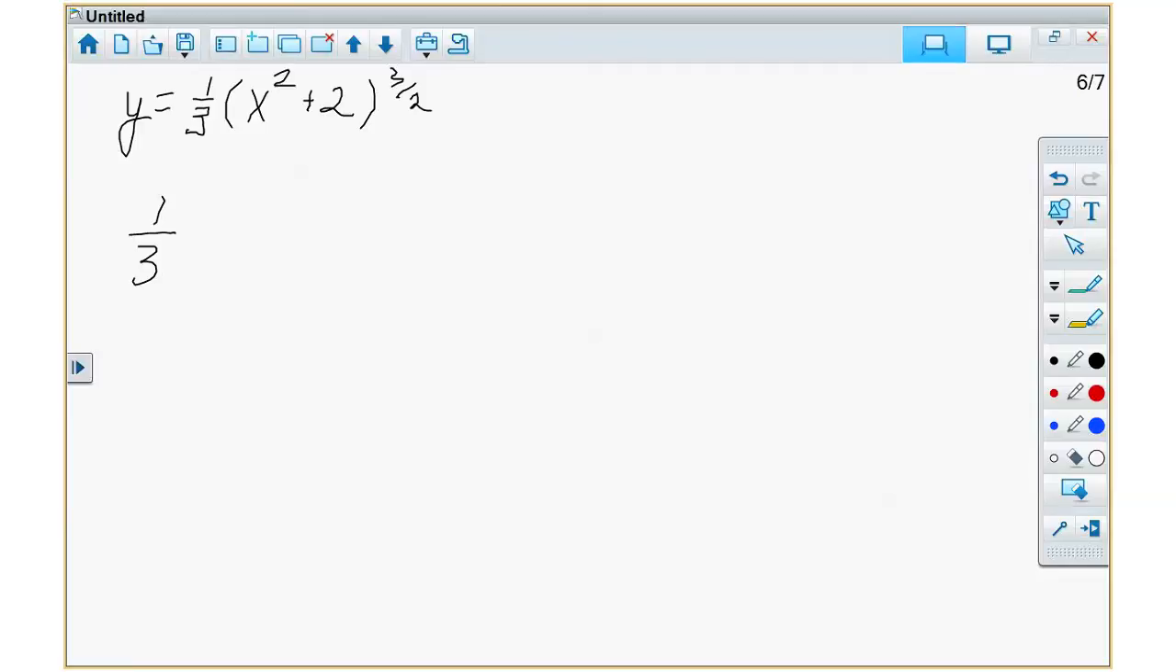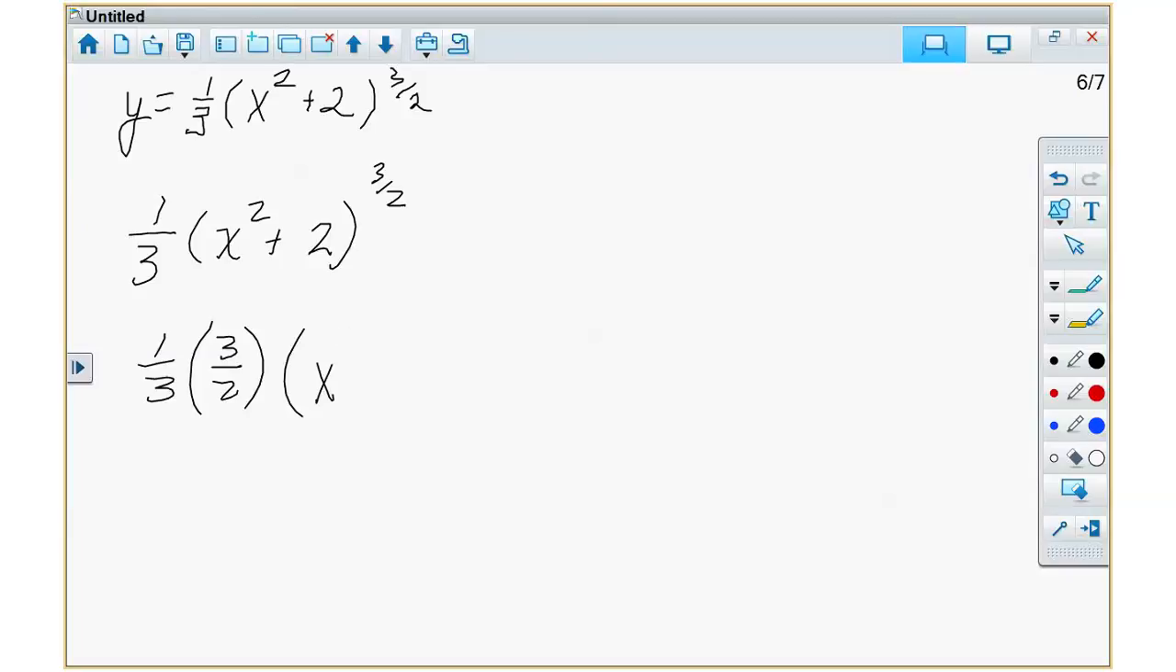1/3 x squared plus 2, 3/2 power. What can we do here? Let's find the derivative. What are we going to do? Chain rule. Well, what's the chain rule? Well, bring 3/2 out front. 3/2. Write down what's inside. Minus 1. And derivative of what's inside. Now clean it up.